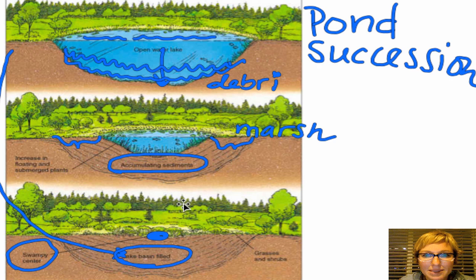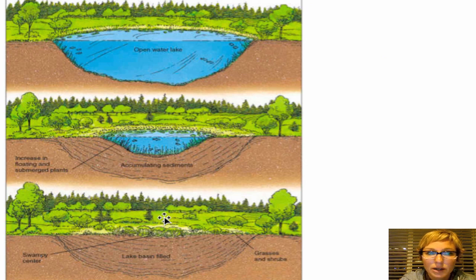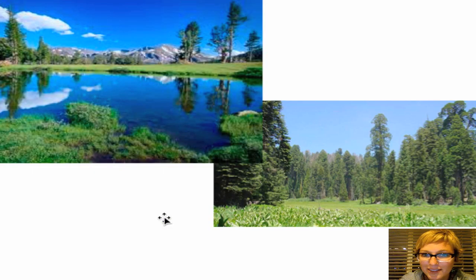And a lot of times if you're in a forest and you come upon a meadow, it used to be a pond. So I have some pretty pictures here. This is varying stages of pond succession. I don't know if any of you have been there, but this is Tuolumne Meadows right here. Just put a TM. That's in Yosemite.